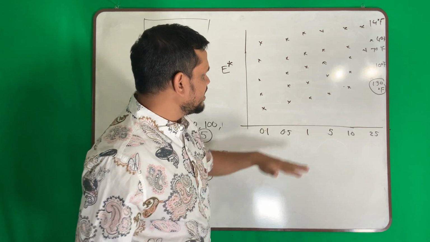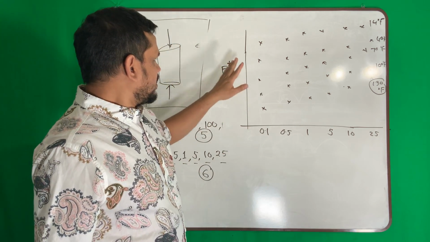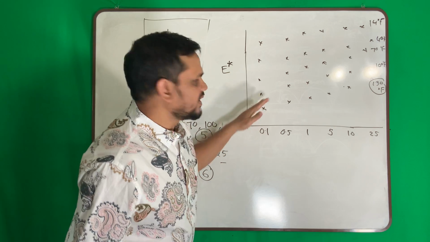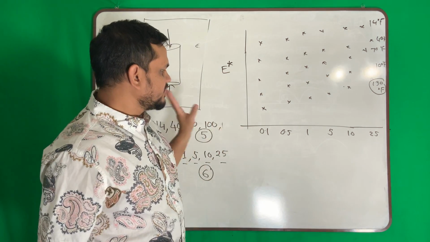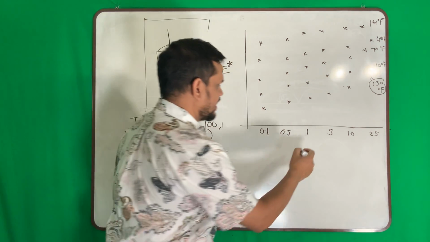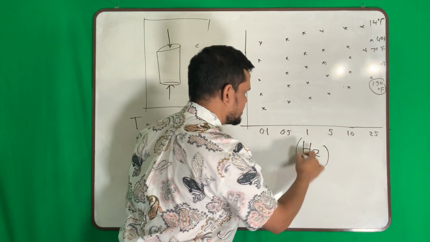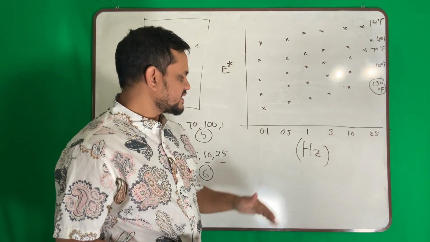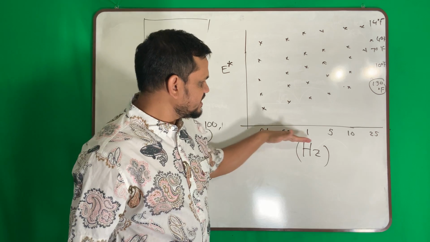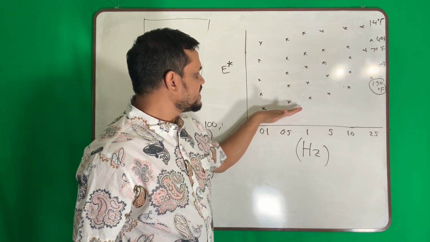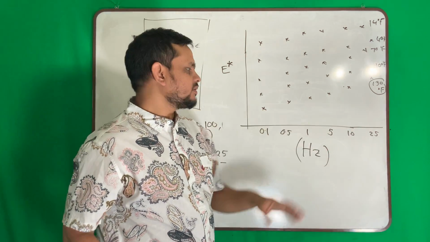Now this is not linear, it is curved. I drew it almost linear, but again this is not linear. So something to observe: as the frequency, and this unit is hertz, hertz means cycles per second, as the frequency is increasing, my dynamic modulus is increasing. That is something to observe.